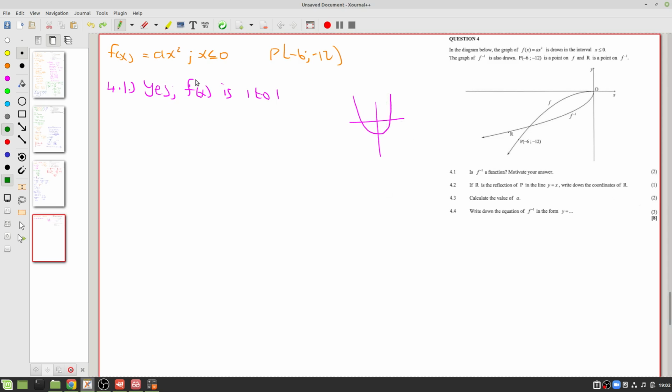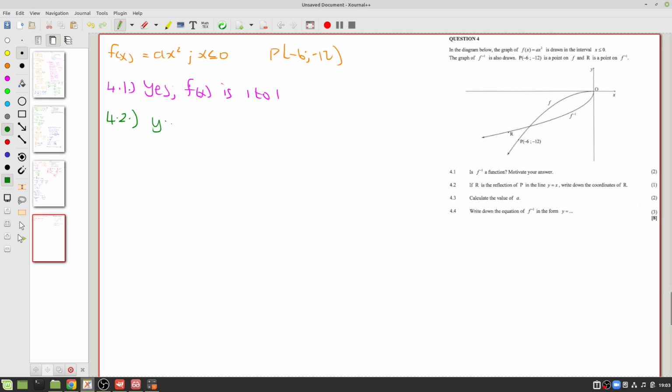Right, so if it was one-to-one, so let's say like a straight line, or in this case just half of a parabola, this passes vertical and horizontal, so its inverse will also pass vertical and horizontal. Right, so the answer is yes, it is a function because the original function was one-to-one. That's the main idea. Question 4.2. If R is the reflection of P, so we want R, which is a reflection of P, in the line y equals x, what are the coordinates of R?